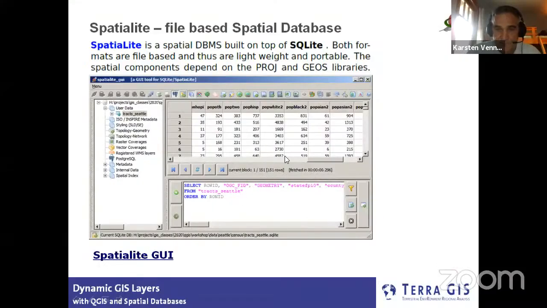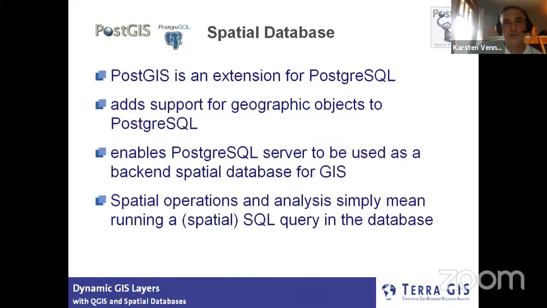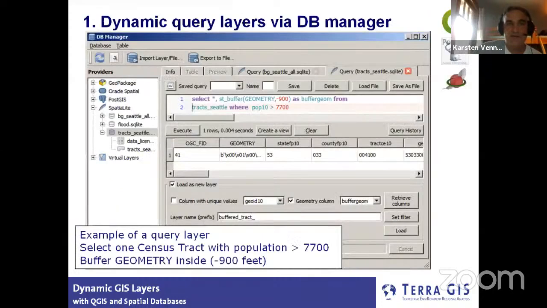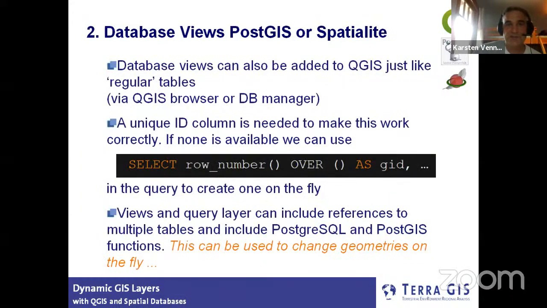So let's maybe go back to my slides for a second. So I don't want to talk much about PostGIS, but basically you can store spatial objects in here, and you have a whole lot of spatial operations you can use via functions. Then I showed kind of what wasn't really working. Here in the slides, when you have connected the Seattle tracts, the query that I could buffer inside 900 feet, the geometry, and then select just one of the tracts was, which I did by population from census 2010, bigger than 7,700. So that was an example I wanted to show.